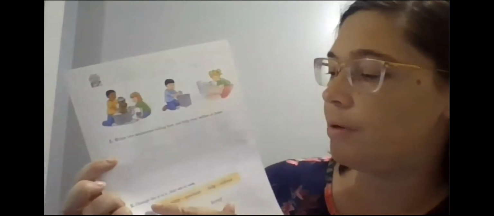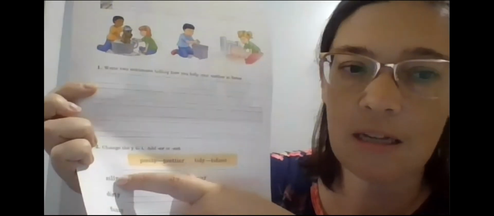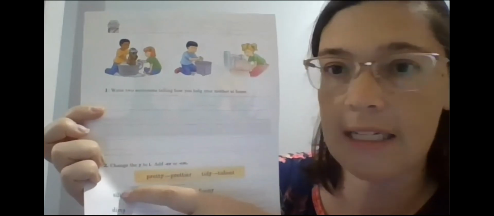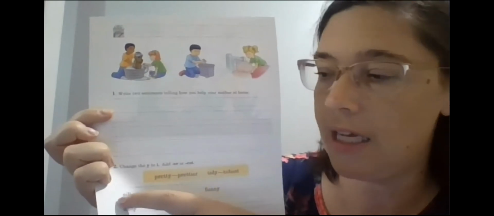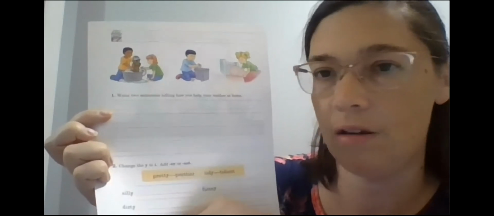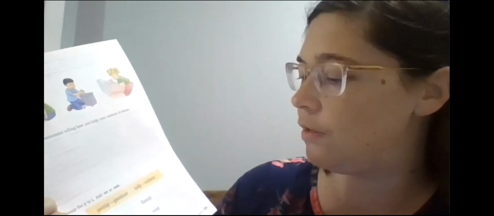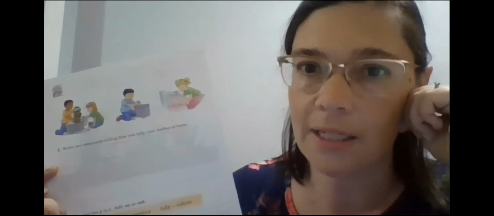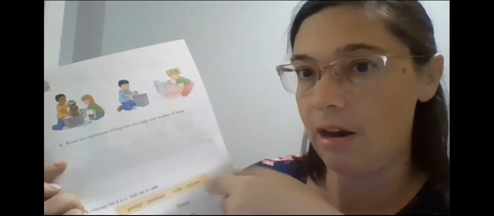Okay? Number 2, change the Y to I and add ER or EST. Now, some of these are tricky, and I've seen some of you doing this. You're going to drop the Y and change it to I, but if there's 2 consonants in there, don't drop the consonant. So where it says silly, it's still going to be SILLIER. Don't take away the extra L. All you're doing is dropping the Y. So for instance, where it says cozy, don't add an extra Z. I know we get confused with all those rules, but the practice will help and you'll get it, okay? So just drop the Y, add an I, and then you choose ER or EST.